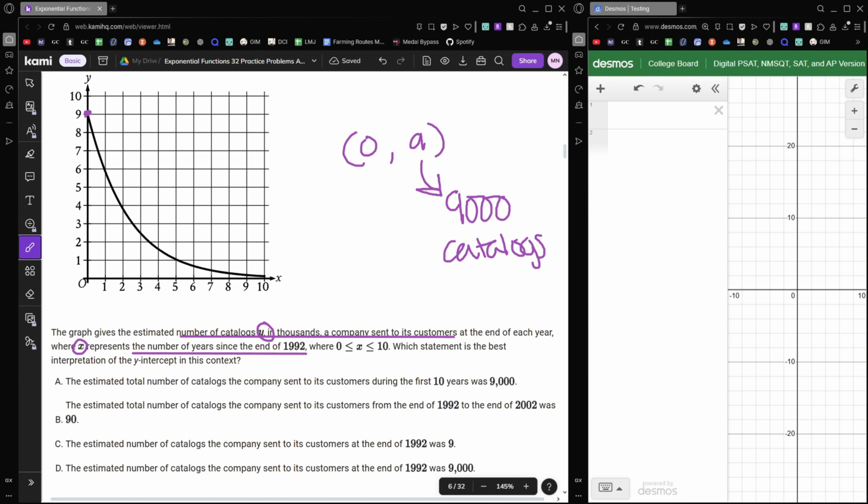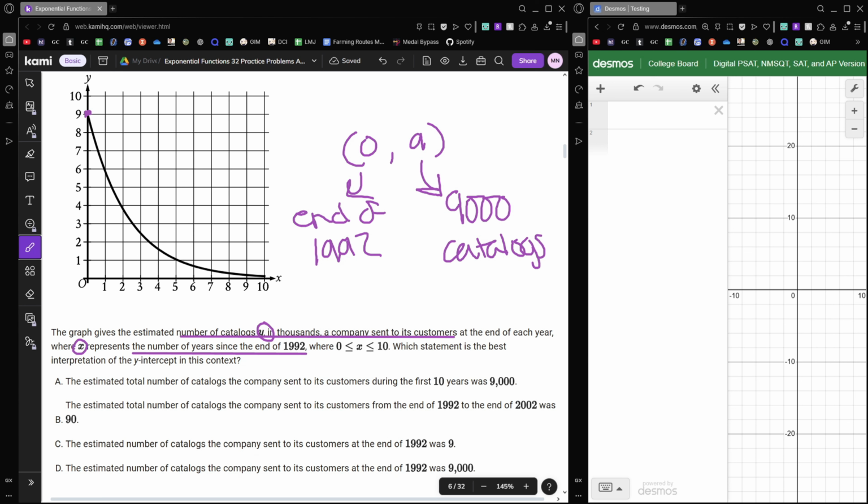Here our x value is 0, so that means it's just been 0 years since the end of 1992, or it's literally just the end of 1992. Alright, now that we have all of our information, let's piece together our own interpretation. At the end of 1992, the company sent out 9,000 catalogs. Now let's go ahead and look at our answer choices and see what best matches our interpretation.